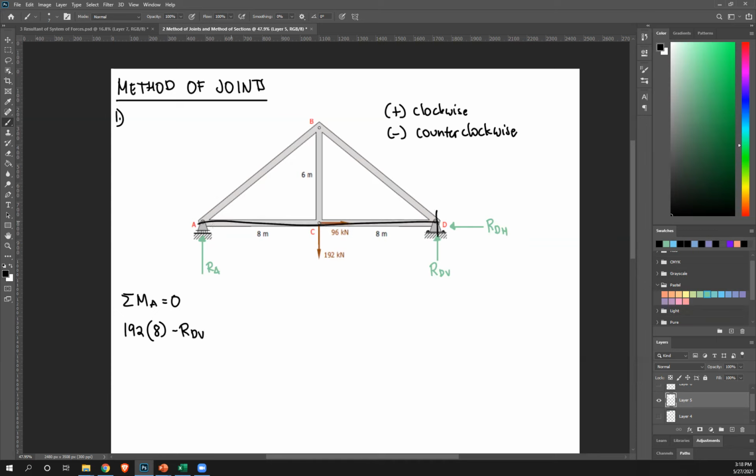Take the perpendicular distance, so 8 plus 8, that's 16. Next, RDH. RDH, if I extend this line of action, once again, it passes through point A. Therefore, this does not create moment, so ignoring that. So this is my equation, equate that to 0. From this, I can solve for RDV. Please solve. What's the answer?